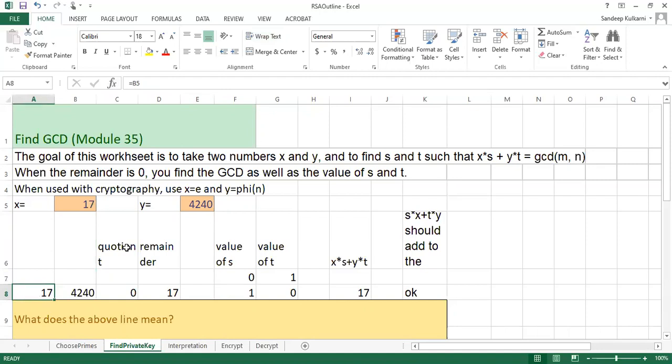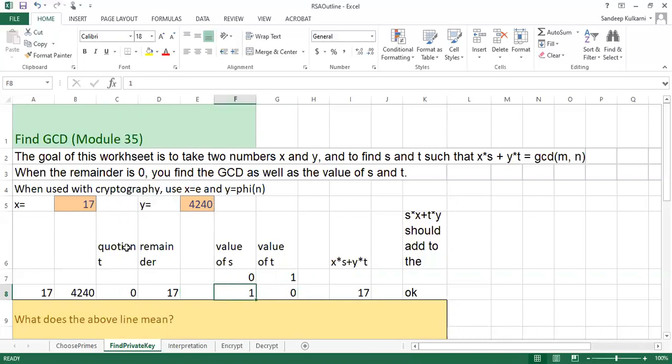So let's first look at how we are going to do this. We are going to do this by Euclid's method. First I have 17, 4240. Those are the numbers that I entered. If you look at the spreadsheet rules, you will see that I'm simply copying it from there. I'm finding the quotient, I'm finding the remainder, and now my job is to write this remainder in terms of the original numbers, which are x and y.